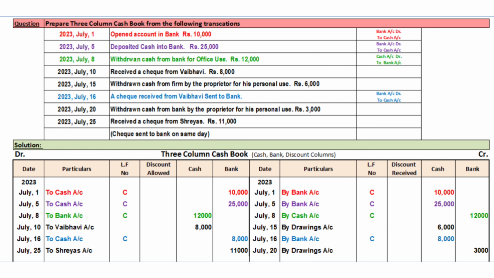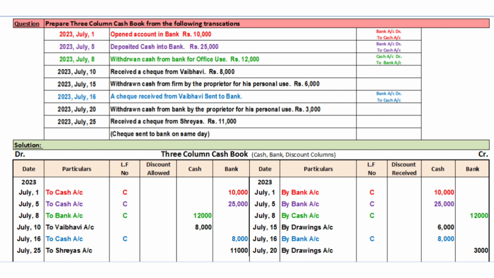So on the debit side, on the 10th date, to Vaibhavi account, enter the amount in the cash column. Now the next transaction, dated 15th: cash withdrawn from the firm by the proprietor for his personal use. The proprietor can utilize cash from the bank or cash from the firm. Whether the proprietor uses cash from the firm or from the bank, it is not a contra entry.